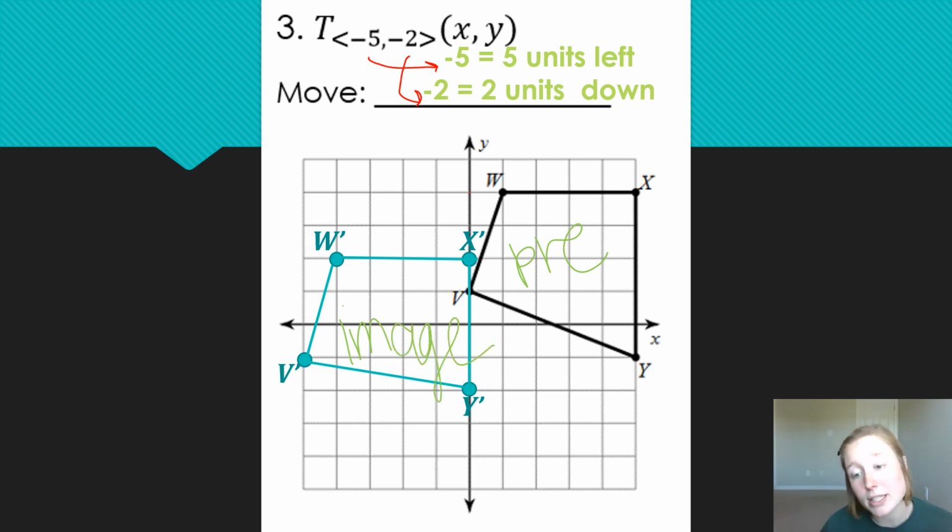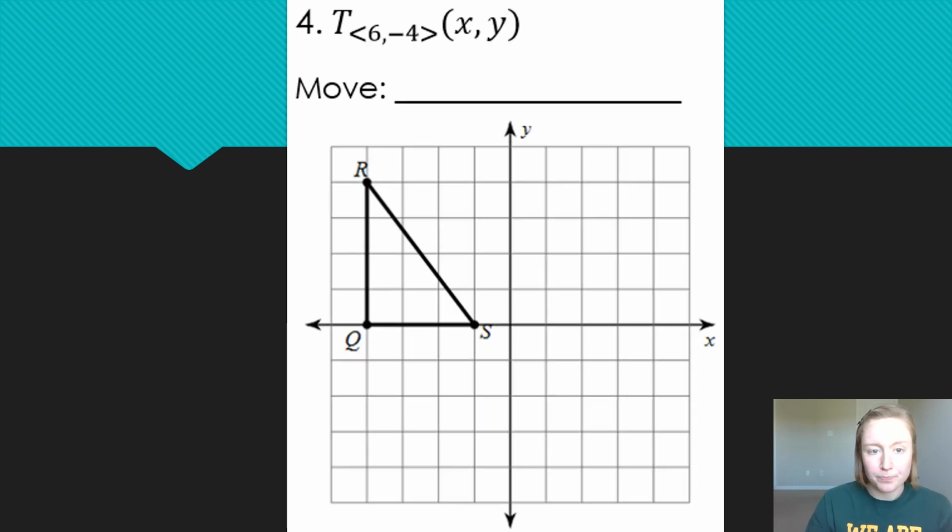In my core classes, when I've taught this, it's often really helpful for students to write pre-image and image within their shapes, just to kind of remind them. So remember also that we're going to call these points W prime, X prime, V prime, and Y prime for the new shape. So take a minute if you need it.